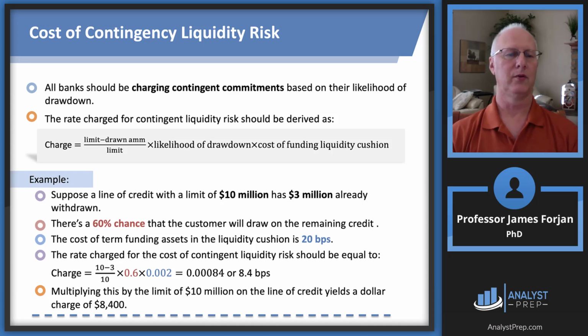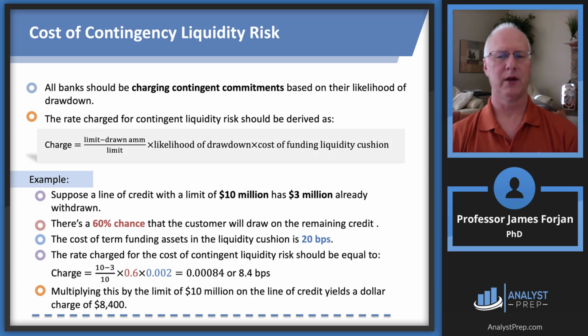So let's quickly go through an example. Line of credit, $10 million. $3 million has already been withdrawn. 60% chance that the customer will draw down on the remaining credit. The cost of funding on the liquidity cushion, 20 basis points. So let's go ahead and just throw that formula in there. So there's the 10 minus 3 over the 10 times 0.6 times the 20 basis points. So that gives us 84. And so for the $10 million example, that results in $8,400 worth of a charge for contingent liquidity risk.